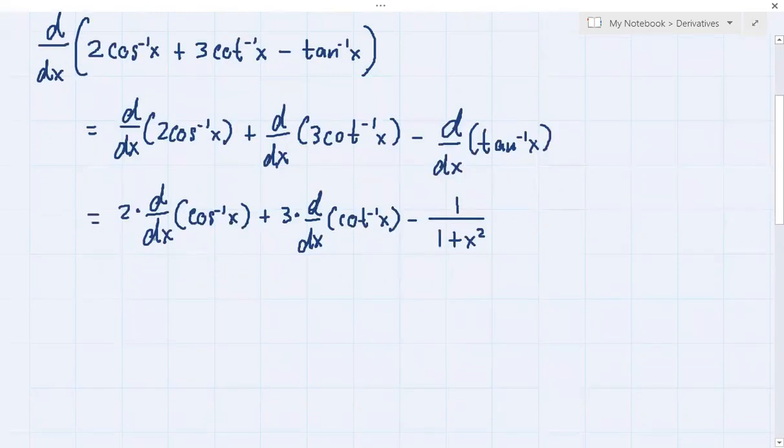So now let's differentiate the other terms. So 2 times derivative ng arc cosine, nasabi ko na to sa first problem, sorry. Ang derivative ng arc cosine is negative 1 all over the square root of 1 minus x squared.